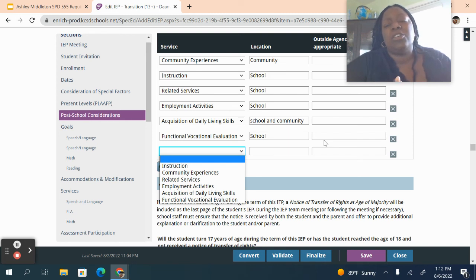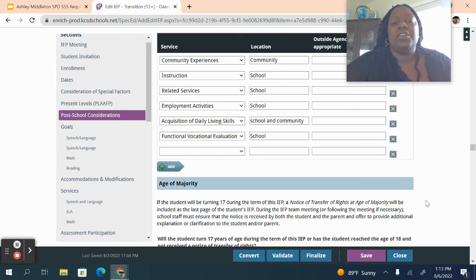Some students have services through another agency like ARC of the Midlands, and so you would also include that here if they're going to be providing services. Sometimes, especially Voc Rehab will provide services during the school day.